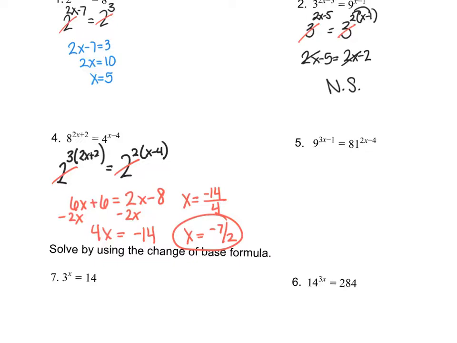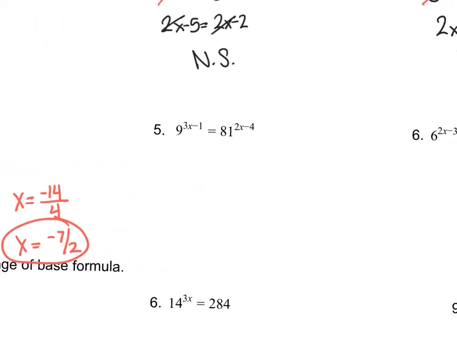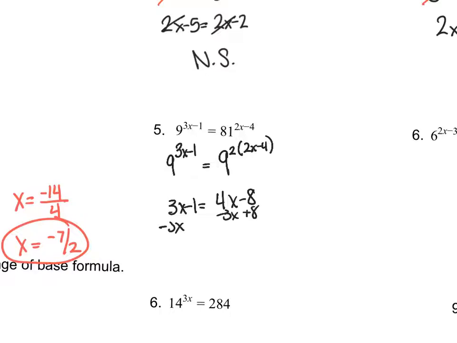For the next one, get the bases the same. So 9 is going to be my base. So 9 to the 3x minus 1, 81 is 9 squared. Put that 2x minus 4 here. So 3x minus 1 equals distribute 4x minus 8, minus 3x plus the 8. So I get 7 equals x.